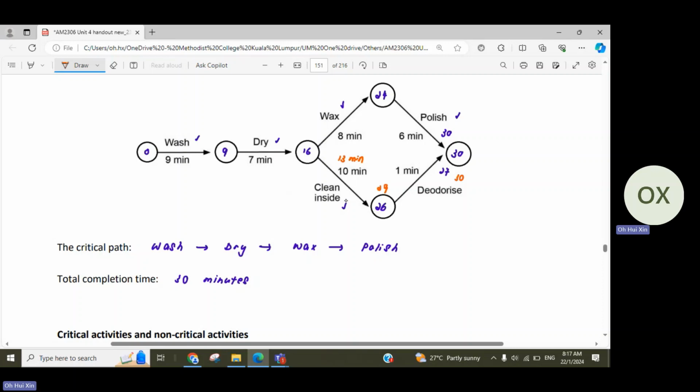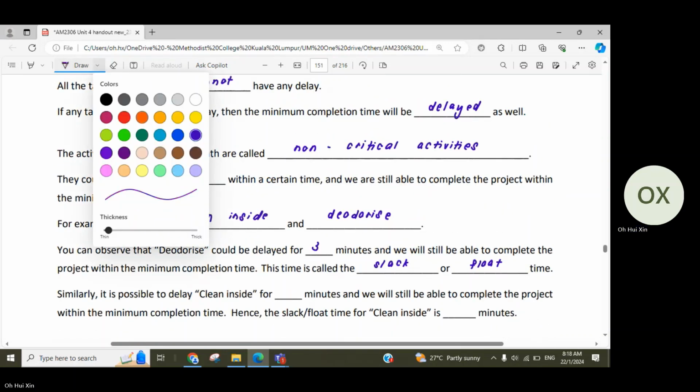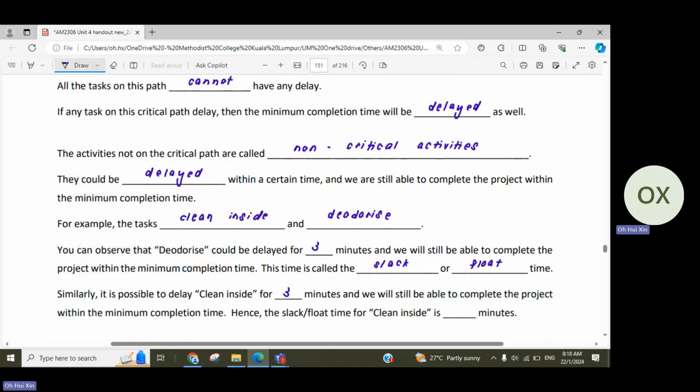Okay, so that's why I said that it's not that the activities that you are putting a tick on are all critical activities. Because if the next one is non-critical, then you got extra time for the previous one as well, because you are not rushing to finish this in order to proceed with your next activity. So for clean inside, you are able to delay this activity by 3 minutes, and you are still able to complete the project within the minimum completion time. So the slack or the float time for clean inside is also 3 minutes. Okay, so that's the idea of what is meant by critical path.